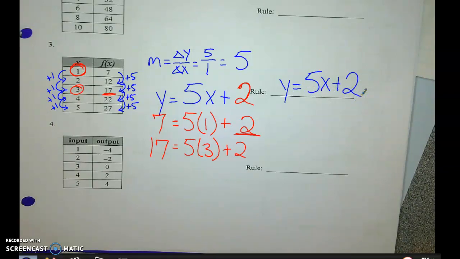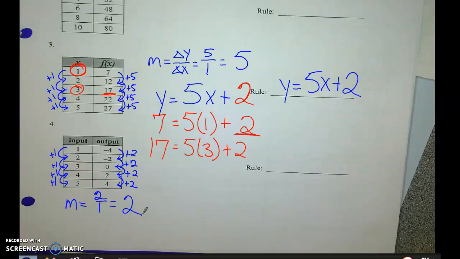Okay, I'm going to get you started on number 4. Number 4, change in y to go from -4 to -2 means plus 2. -2 to 0 is plus 2. 0 to 2 is plus 2. 2 to 4 is plus 2. Change in x, plus 1, plus 1, plus 1, plus 1. So that means for our slope, m equals 2 over 1, which equals 2.